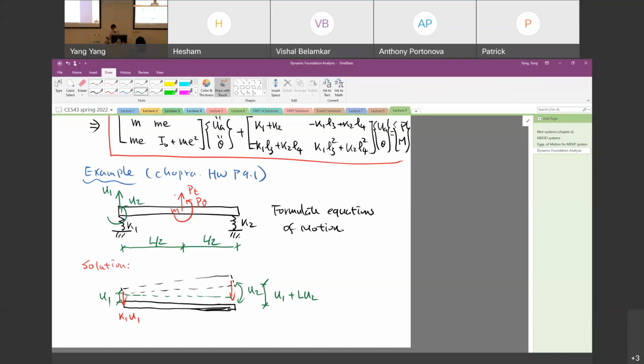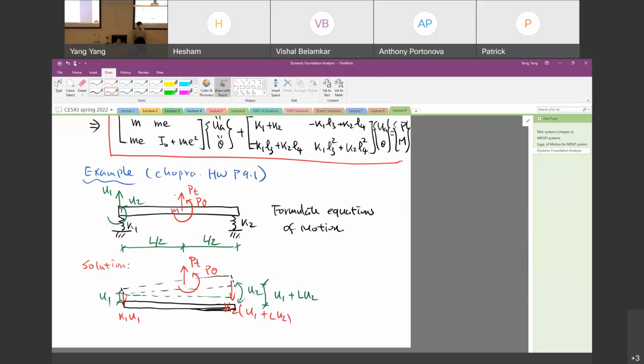Calculus over here, a little bit. So the force here is equal to K2 times (U1 plus L U2). And then we also have the external force, P_t and P_theta. That's our external forces and the spring forces.